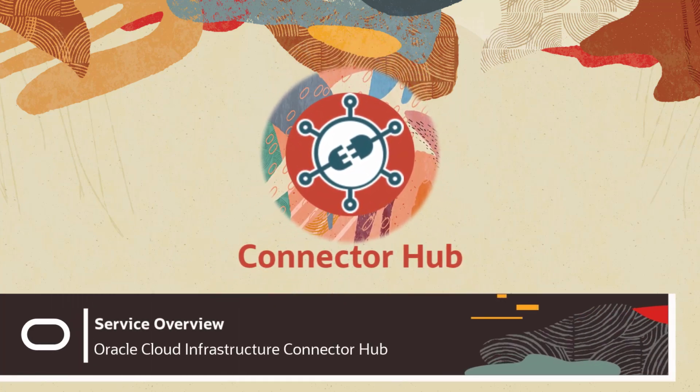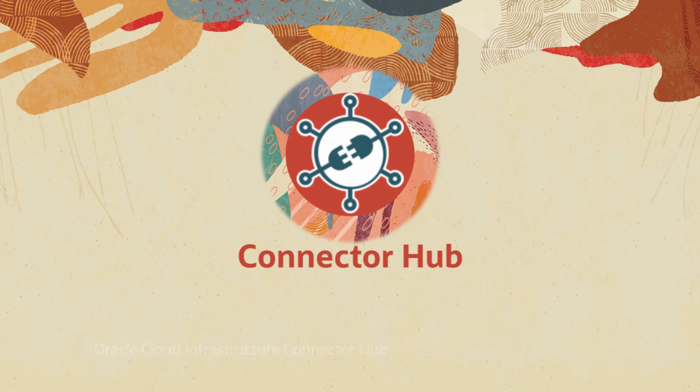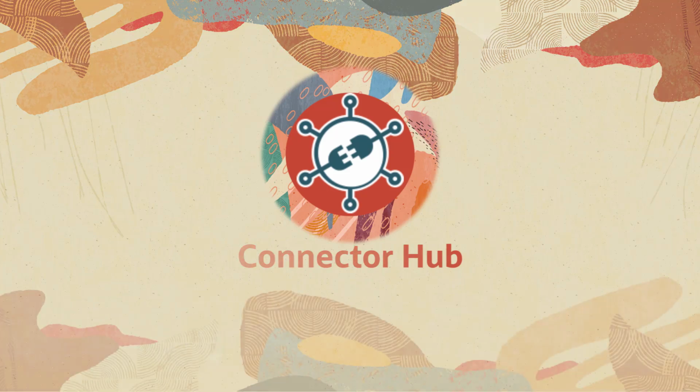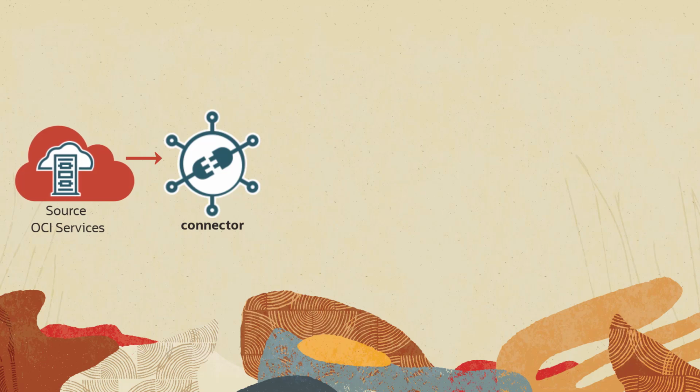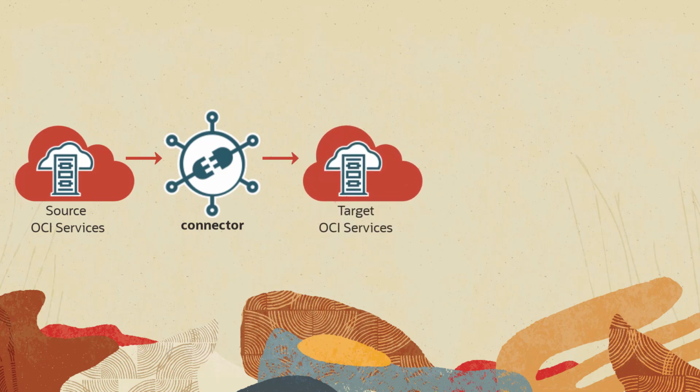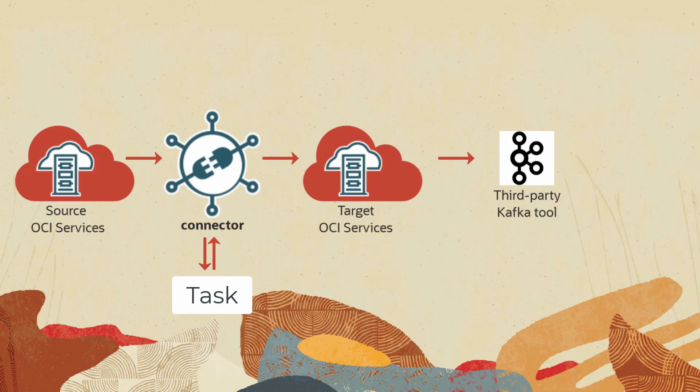Want to move data in Oracle Cloud Infrastructure? Use OCI Connector Hub. A connector transfers data from integrated source services to integrated target services in OCI. You can also process source data before moving it and move data to third-party tools.